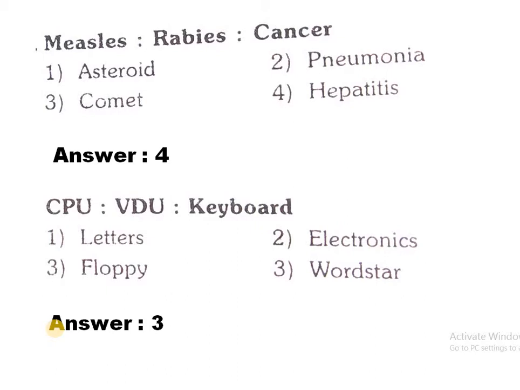Floppy is also a part of the computer. So these are parts of the computer. Letter is different, and electronics is also not suitable. WordStar is a language. So the suitable one is floppy. So the correct answer is 3.